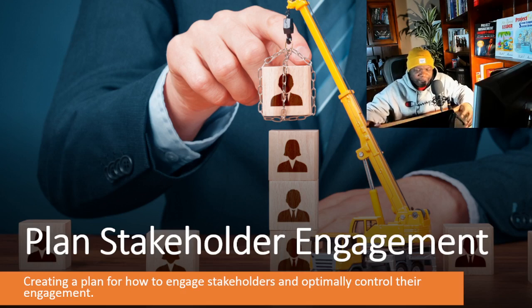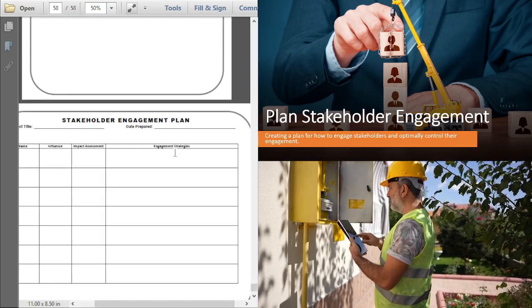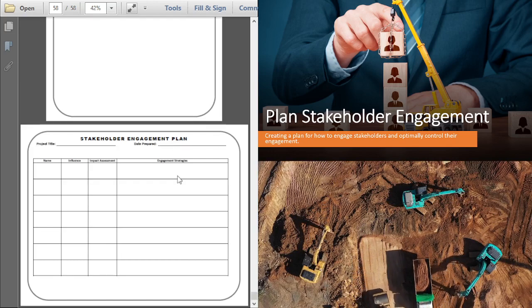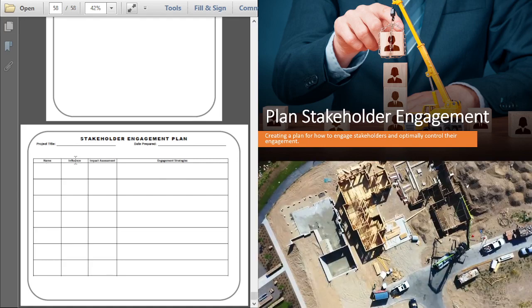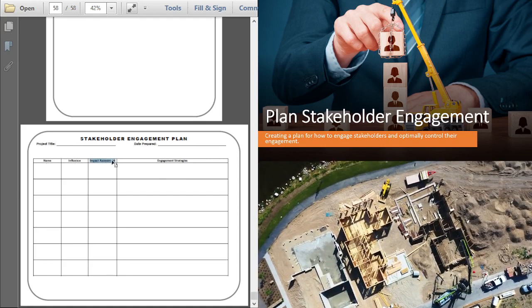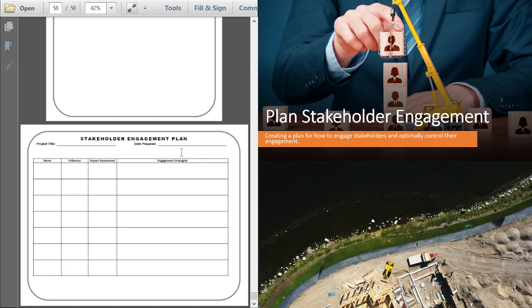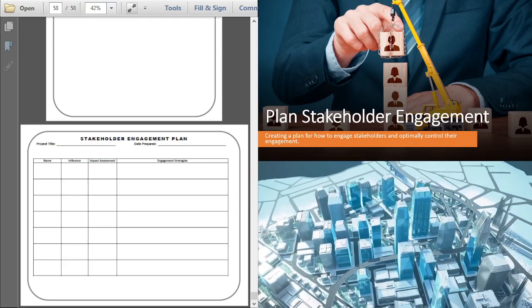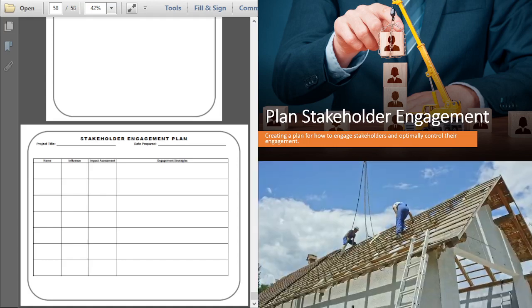So the bottom line is a plan. And what does this plan look like? I'm going to show you right now. The plan for stakeholder engagement could look something like this. This is a very simple plan. As you can see here, we have the name of the stakeholder. We have their level of influence, their impact assessment. We have the engagement strategies. How are we going to engage these stakeholders? Remember, this is a building project, so you could have different entities depending on the building. You could have the city, you can have individual homeowners, stuff like that.